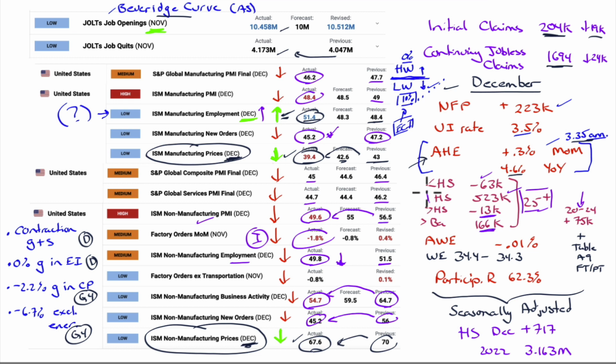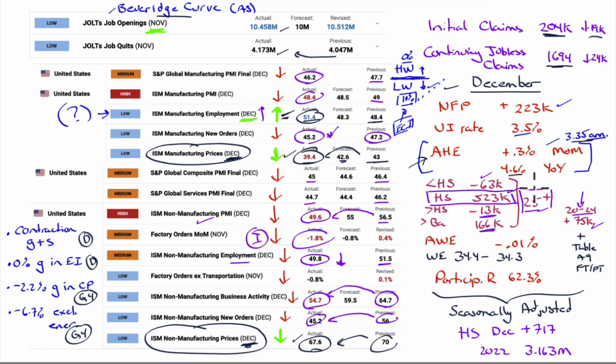Where's the big gain? Right here. You've got some high school, you finished high school, but you have no college education. In other words, you don't have more than high school, just high school. And if we look at the 20 to 24, there was a gain of 75,000 jobs there.